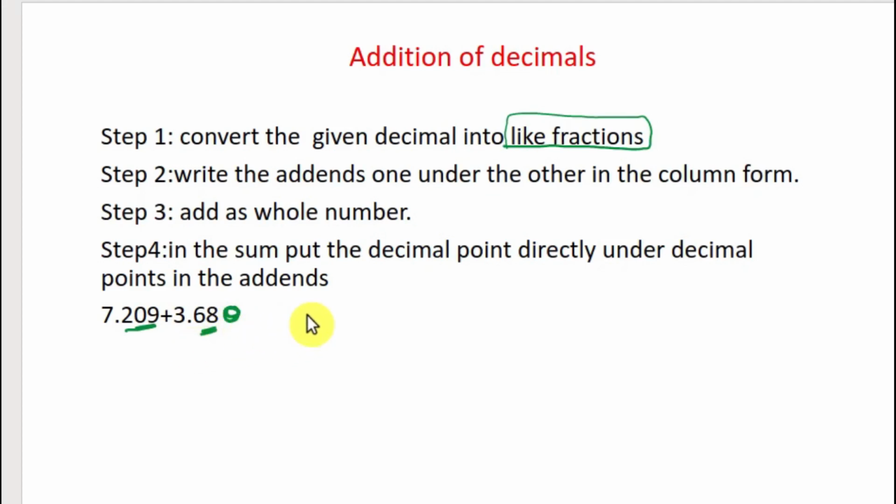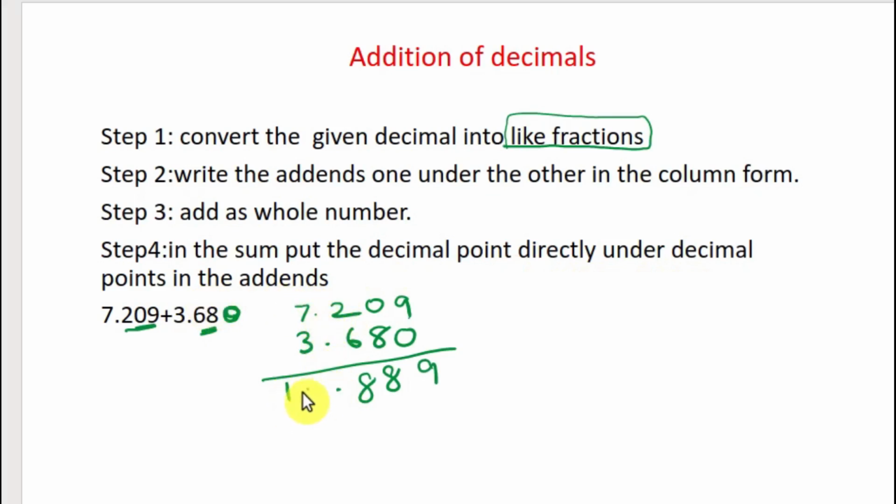Okay, next. Write the addends one under the other in the column form. These are two addends. I am writing 1/1, 3.680, one under the other in the column form. Add as whole numbers, ordinary addition. In the sum, put the decimal point directly under the decimal point in the addends. So I'm adding here.